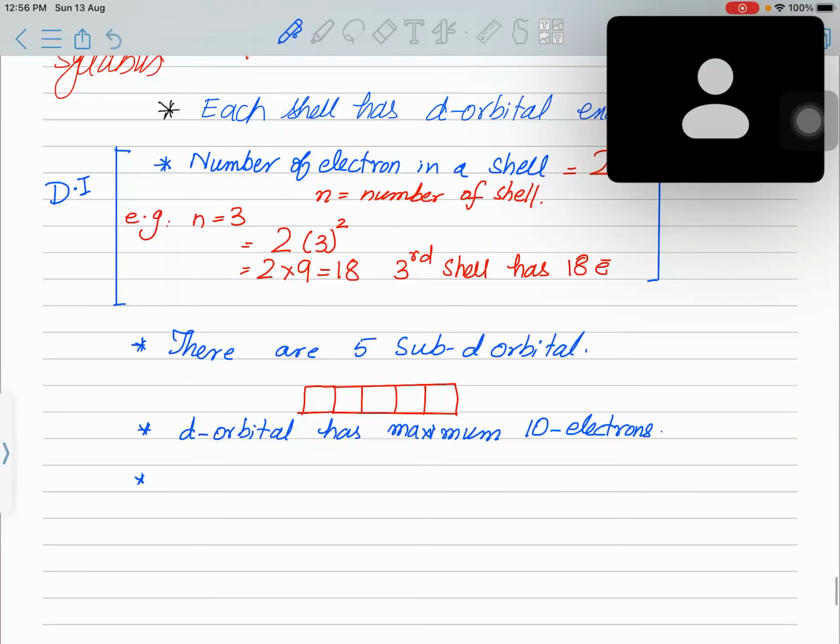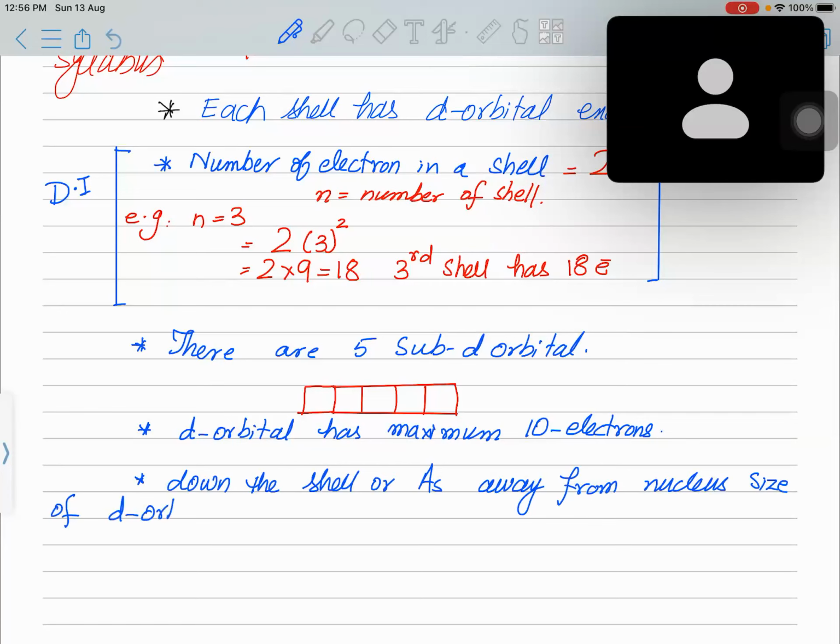Similarly, going down the shells, as you move away from the nucleus, the size of the d orbital increases.